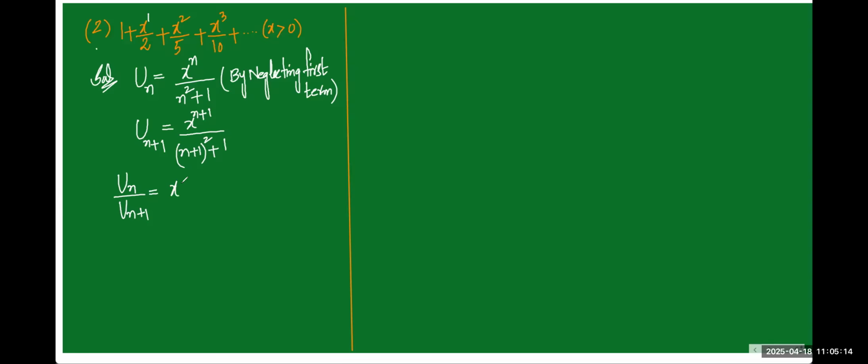Now Un value: x power n by n square plus 1, multiplied by the second fraction, which will become reversed. So this is n plus 1 whole square plus 1 divided by, you can see here, can I write like this? x power n plus 1 can be written as x power n into x power 1. Bases are equal, powers should be added. Simply cancel these two.